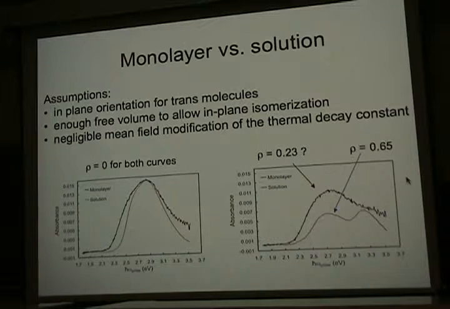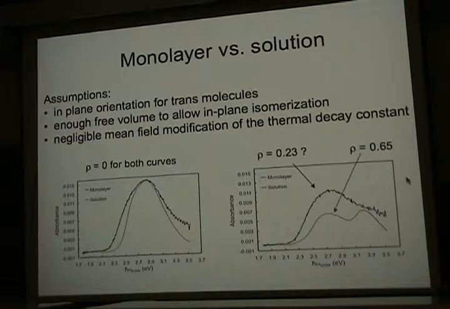So then the idea was to try to take these solution results and make some sort of congruence between the molecule behavior in solution and what's going on with the monolayer. So if you just sort of scale the absorption spectra in solution to the number of molecules that you would expect on a surface, you can make these kind of plots. Obviously, it's not a very good interpretation of the monolayer. You can see that the trans absorbance spectrum of the molecule in solution, that red curve, is significantly narrower in energy than the monolayer curve.